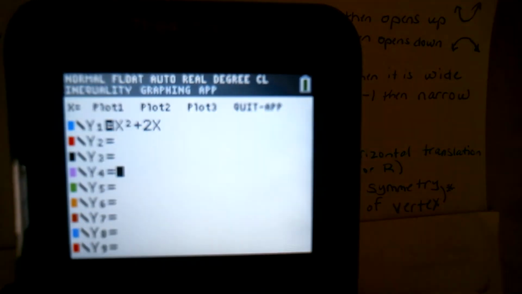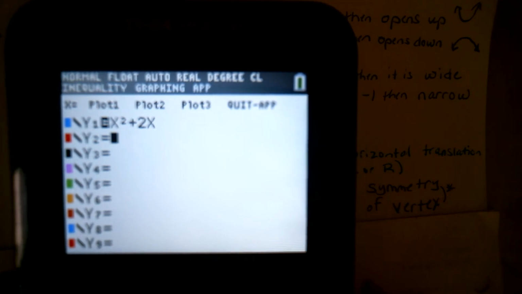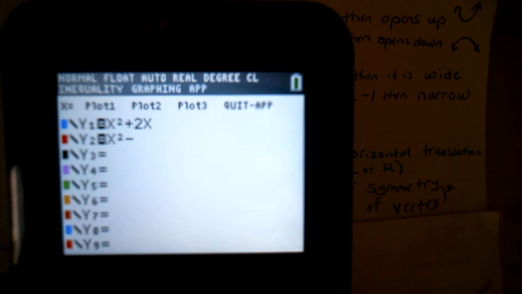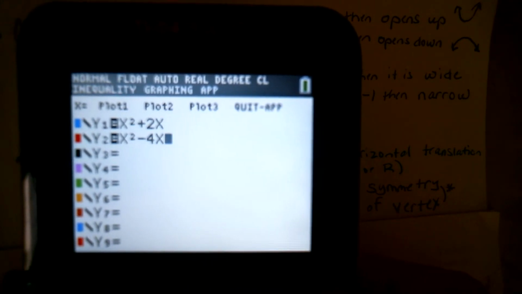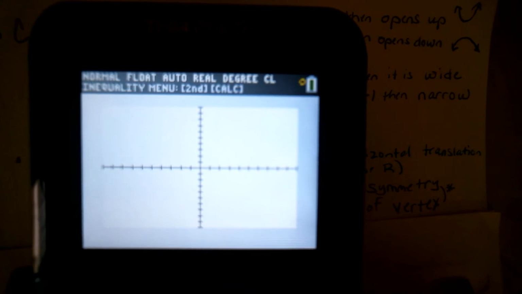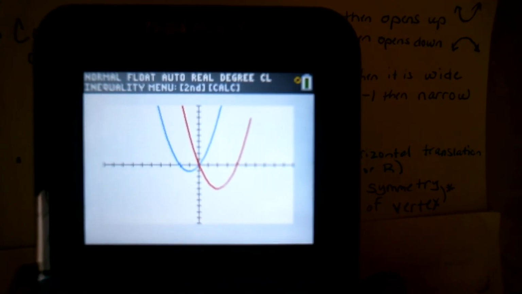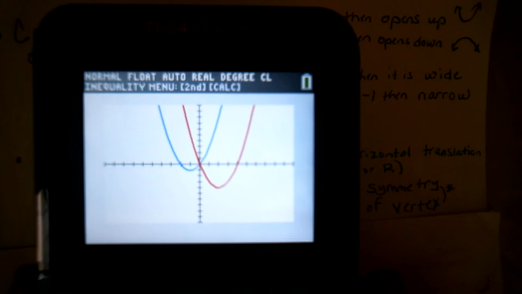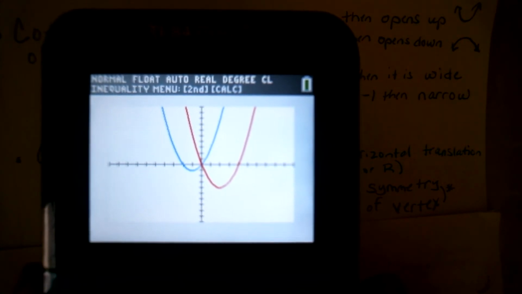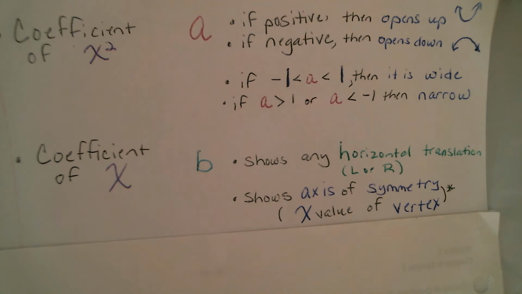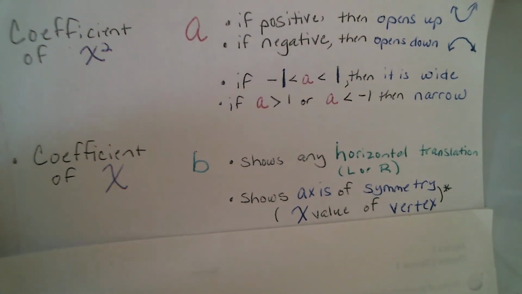Okay. So what if we did x squared minus 4x? So we know it's going to shift it left or right. There we go. Now notice it didn't change the shape of it because it has the same A value, right? So it's the same width. It's still opening up. Okay. We will learn a little more about those specifics when we start graphing, all right?